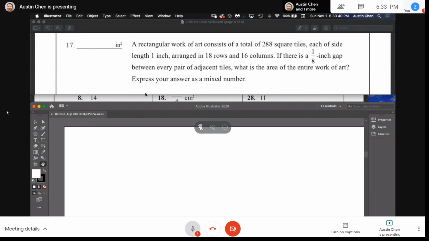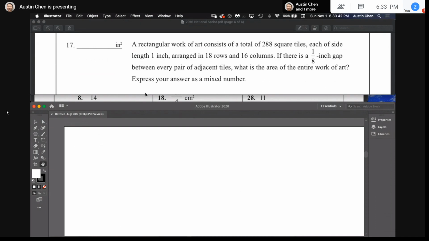A rectangular work of art consists of a total of 288 square tiles, each with a length of 1 inch, arranged in 18 rows and 16 columns. If there is a 1/8 inch gap between every pair of adjacent tiles, what is the area of the entire work of art? Express your answer as a mixed number.